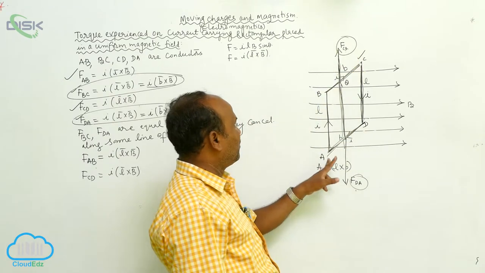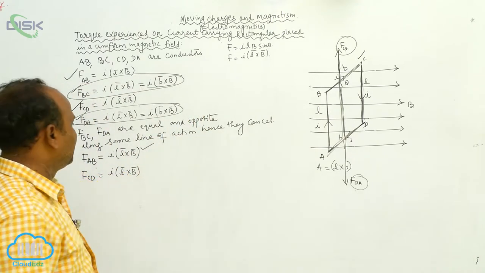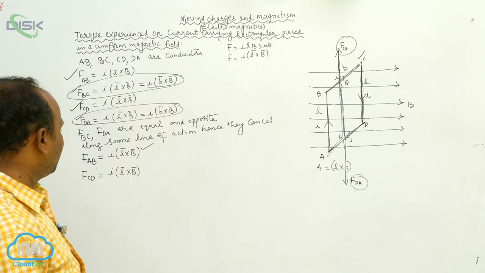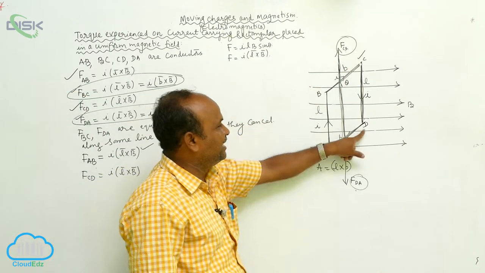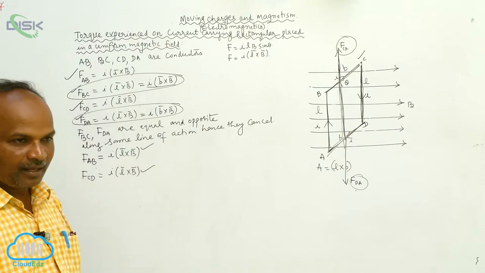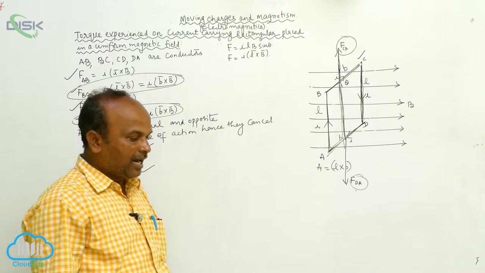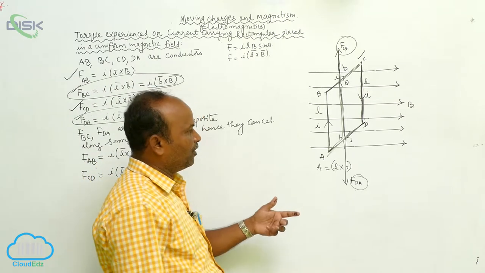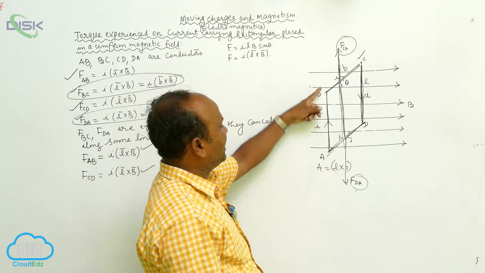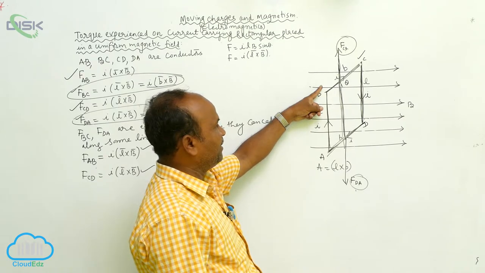Right? What is the force acting on AB? The force acting on AB is like this, I into L bar cross B bar. The force acting on CD is like this. Now, according to Fleming's left hand rule, the force acting on AB.